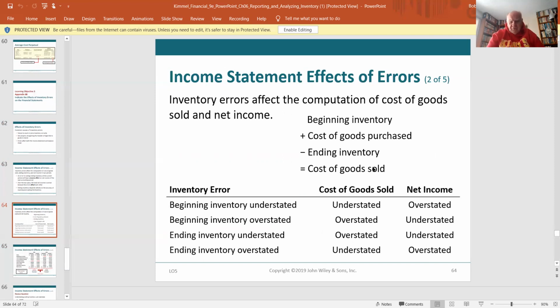Just remember these 2 rules with ending inventory. Ignore where it says beginning inventory. We don't care about that. Ending inventory: if you understate ending inventory, you understate net income, because you're telling the world you're selling more than you really did. You forgot to count those items over there. You have, by accident, put them into cost of goods sold. If the inventory is overstated, your net income is overstated in the current month. Just know those 2 rules.